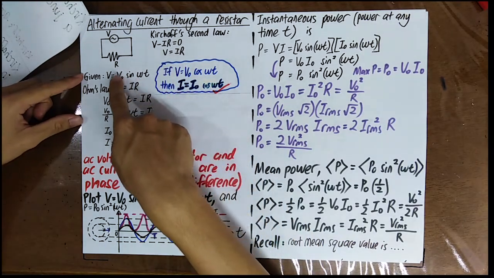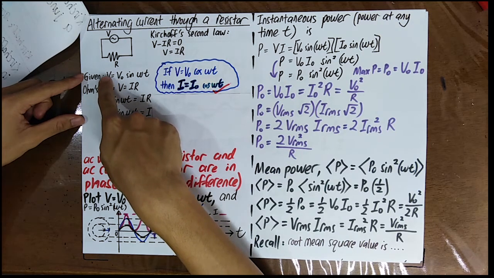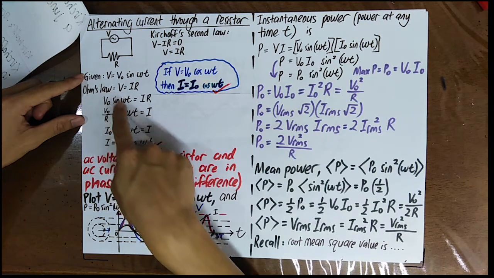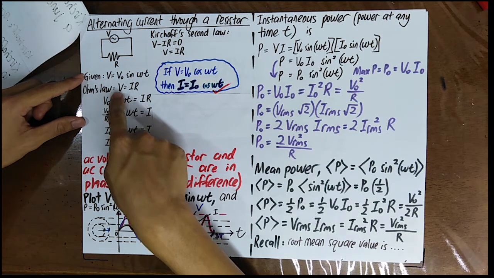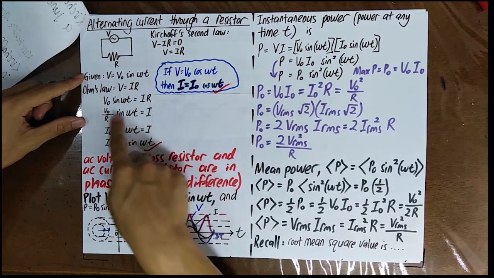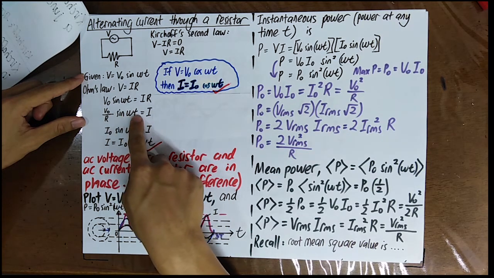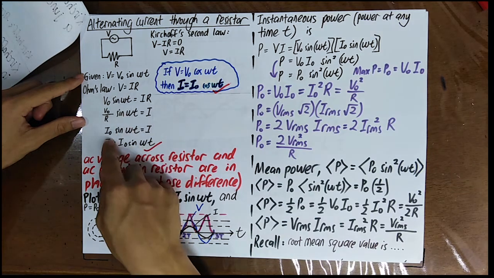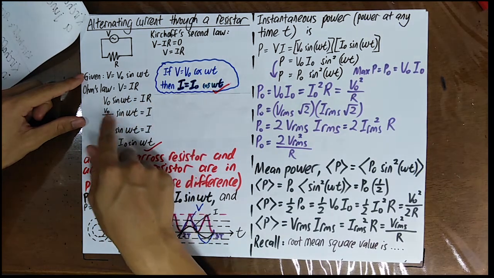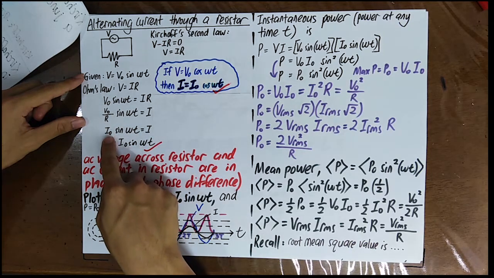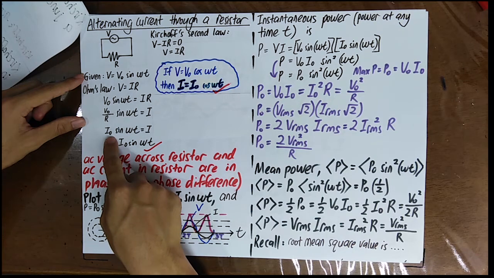If now you are given that the supply voltage to be in this form, by using the formula V equals IR, you know that I equals V0 over R sine omega t. And then V0 over R is just a constant because V0 is a constant and R is also a constant. Then you say this is I0. This is the amplitude of the current.